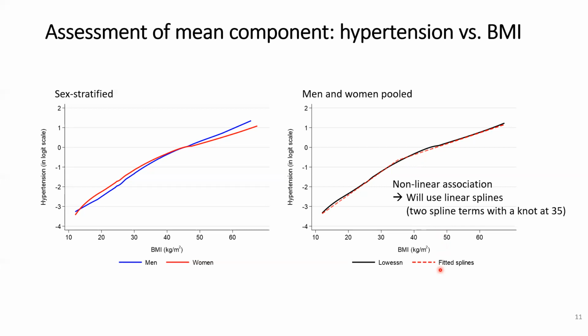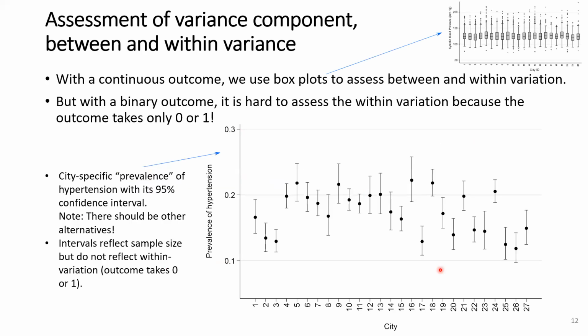As an alternative, we can use categories of BMI. This is another way, depending on how you want to say it in the paper, I think.